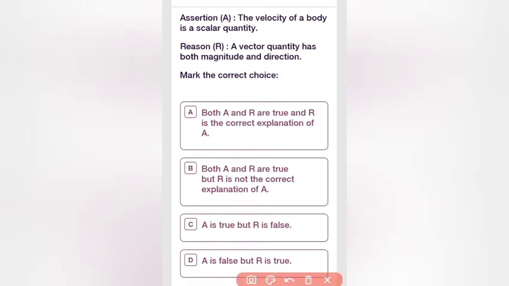Assertion is false. Reason is true. Option D is the correct answer.